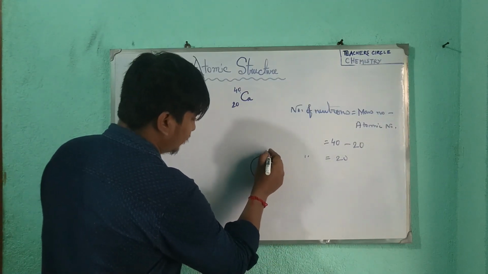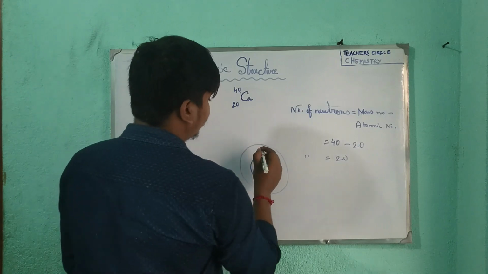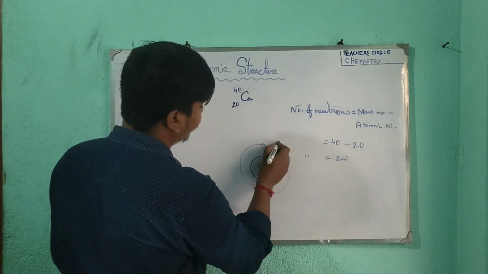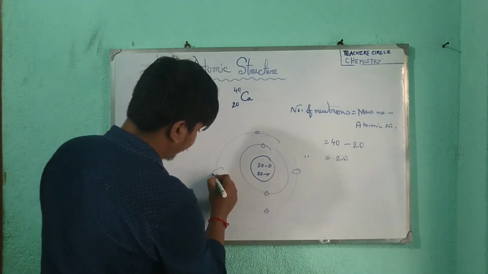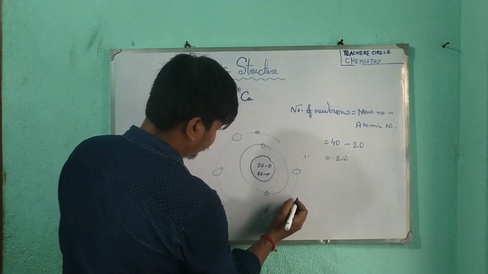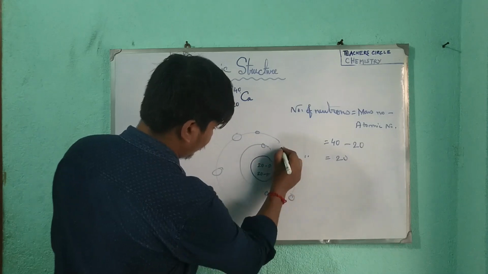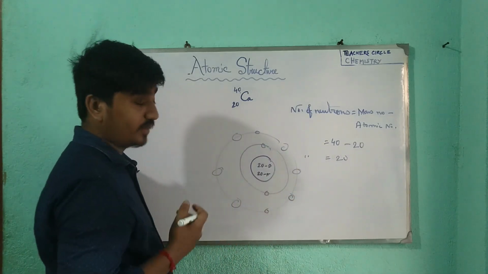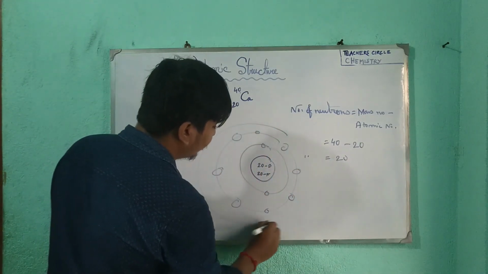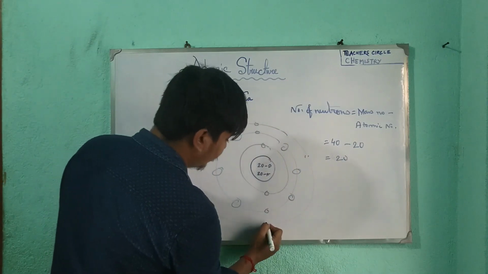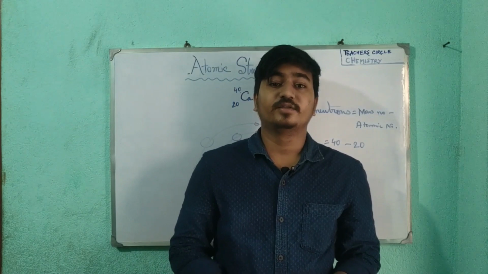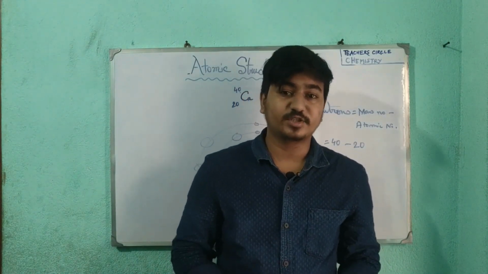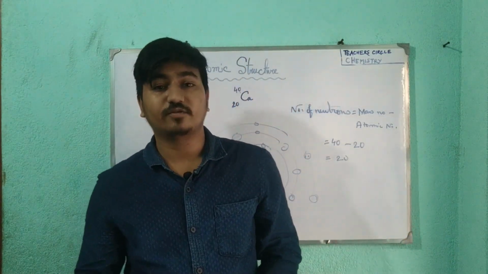Now draw the shells of electrons. For the first shell that will be equal to 2. For the second shell that will be equal to 8. Now for another shell, that is the M shell, that will again be equal to 8. From the 2n square formula that we have learned, the maximum number of electrons that can stay in the M shell will be equal to 18.